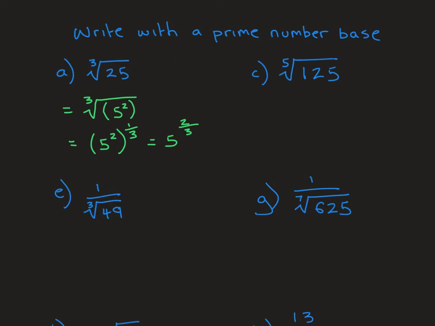Okay, so C, similar sort of thing. How can we write 125 with a prime base number? So what we've seen with 25 is that 25 is actually 5 to the power of 2, and 125 is 5 to the power of 3. So we can rewrite it like this, which is going to be equal to 5, whoops, I should have the power of 3 inside the brackets, sorry.